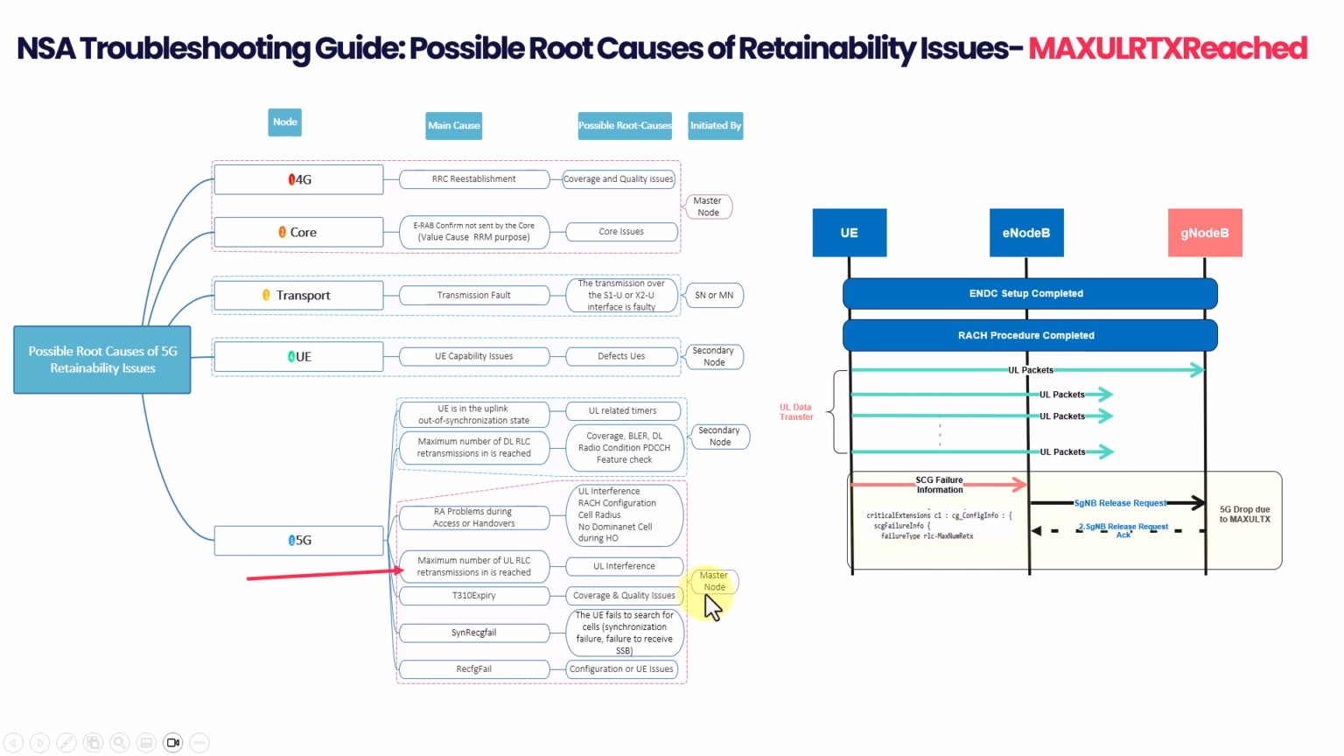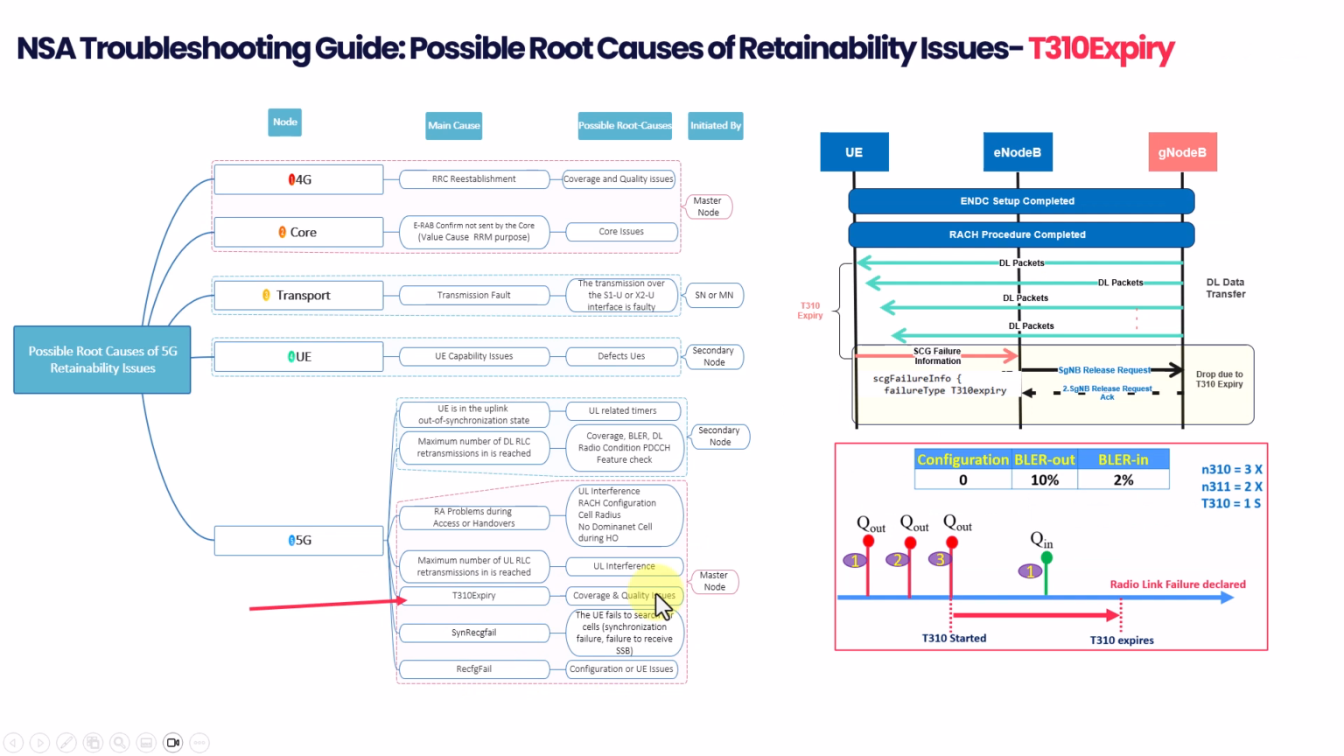And as I highlighted all the time, all these causes are initiated by the node. The next one is about the T310 expiry. I have a detailed video covering the T310 and RLC. You can watch this video. I have added the link in the top right here, and I will also add it in the video description, in case you would like to get the details.